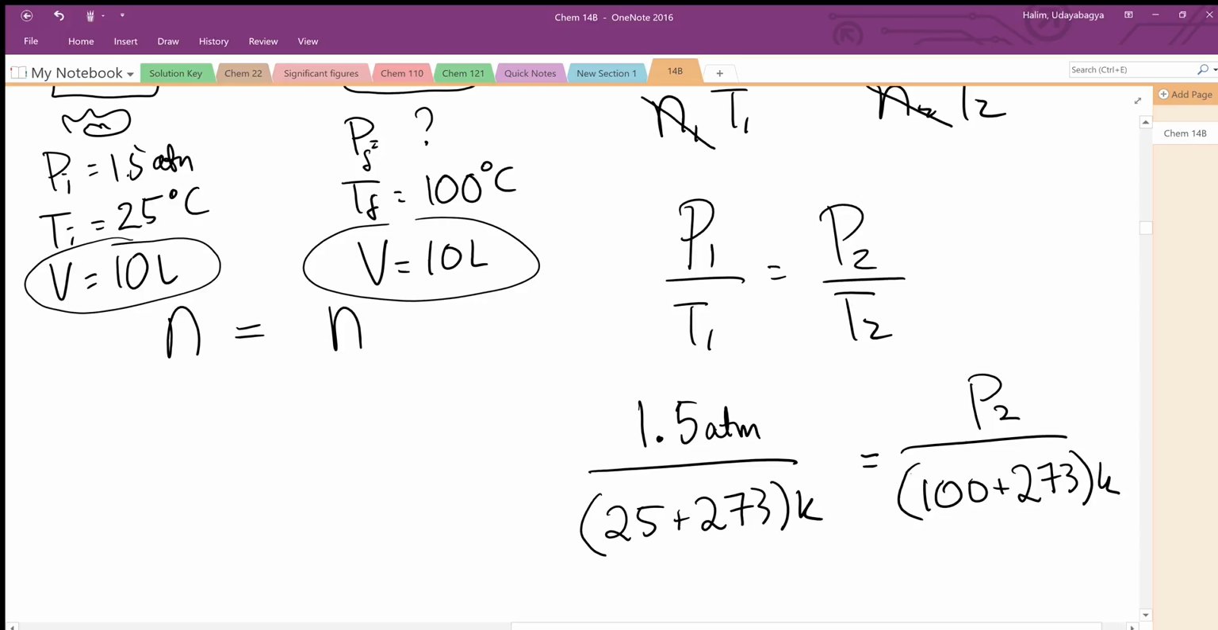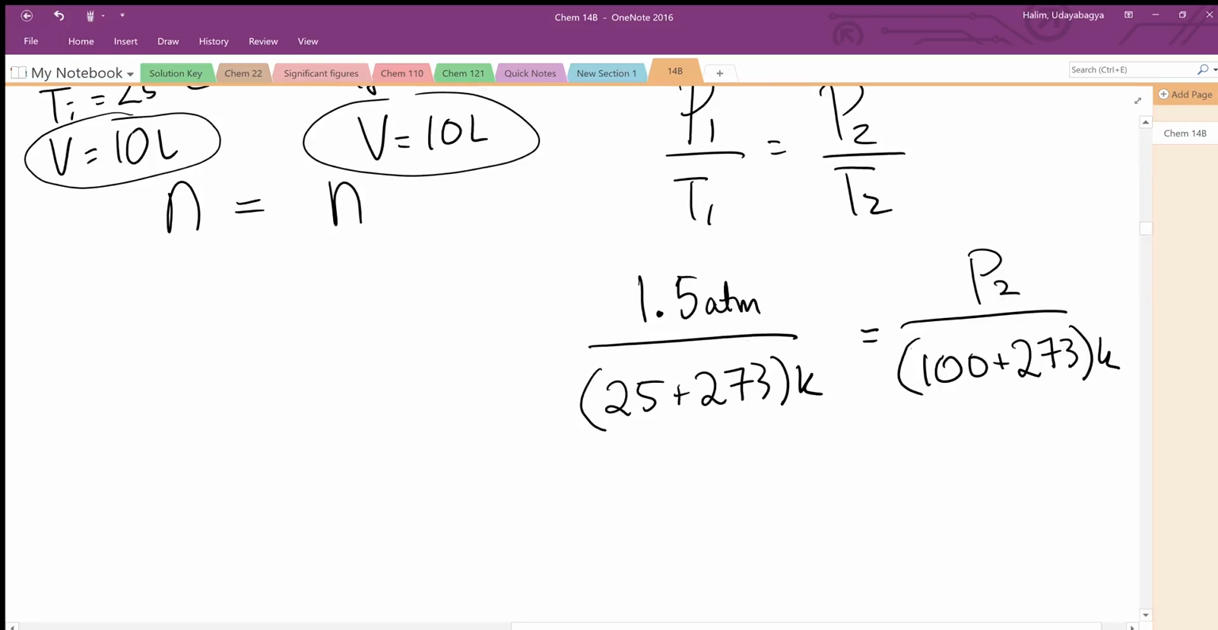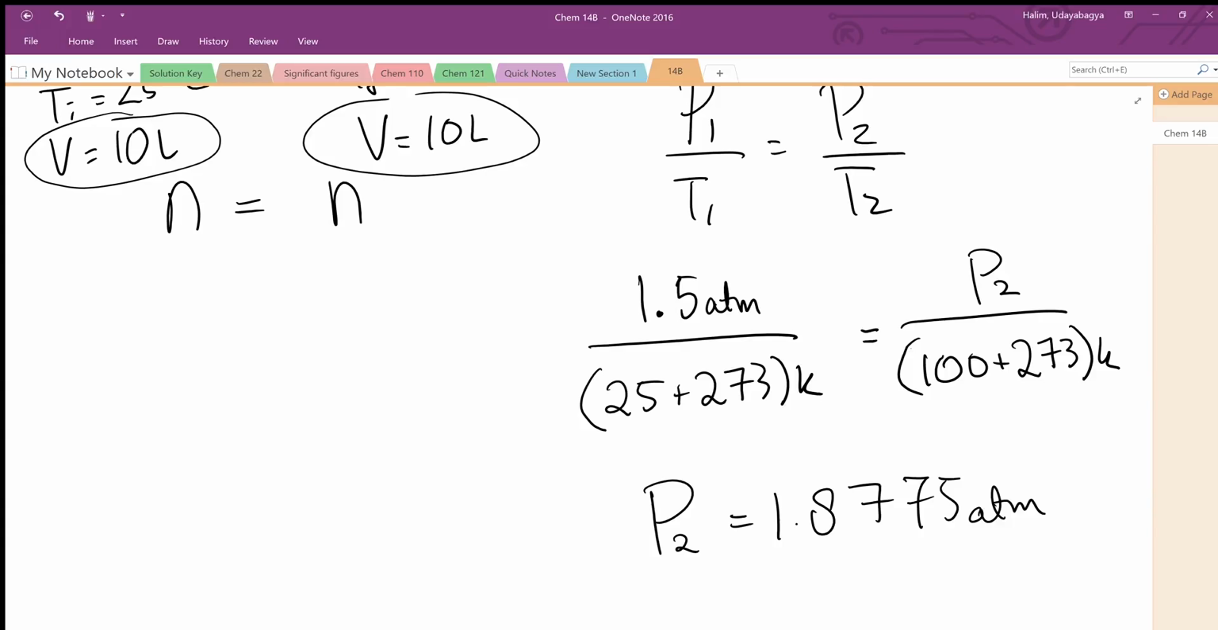All right, so let's calculate the final pressure here. We simply have to divide 1.5 by 298 and then multiply by 373. And we should find P2 in the end to be 1.8775 atm. I'm not a stickler for sig figs. As long as you keep things in terms of 3-ish, that's good enough for me.